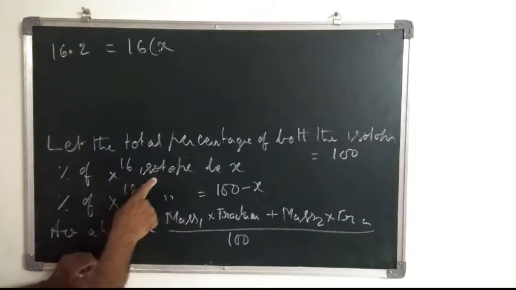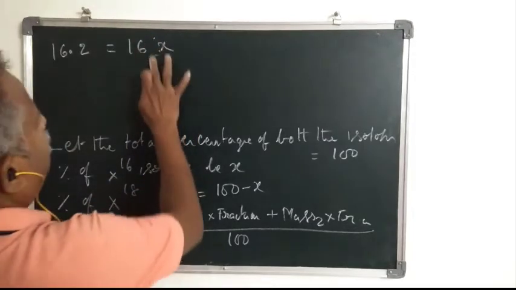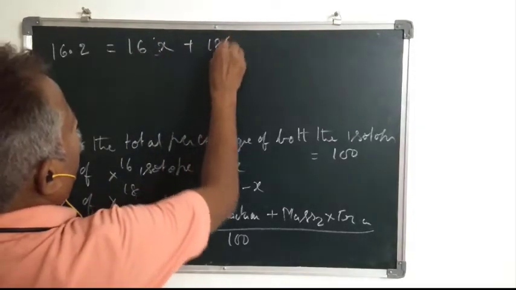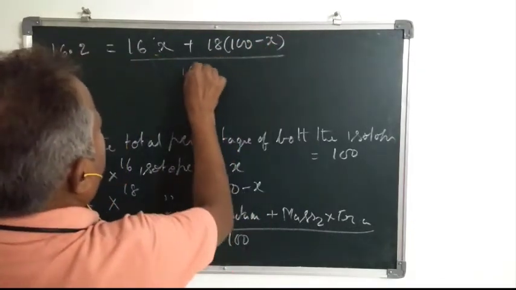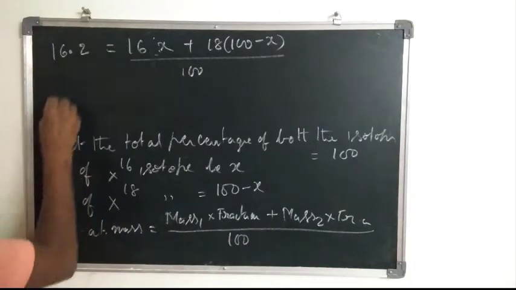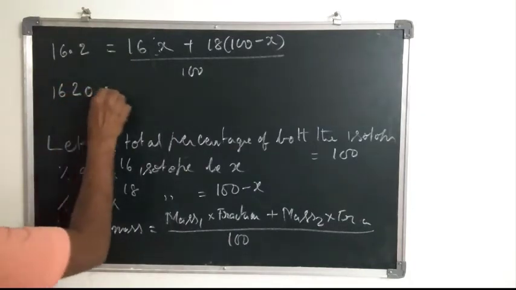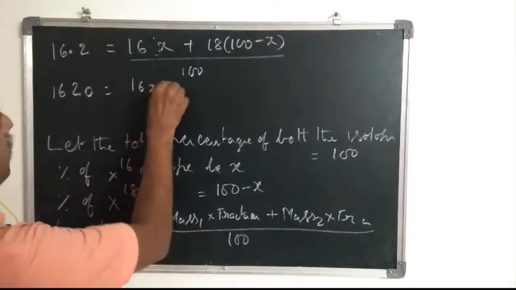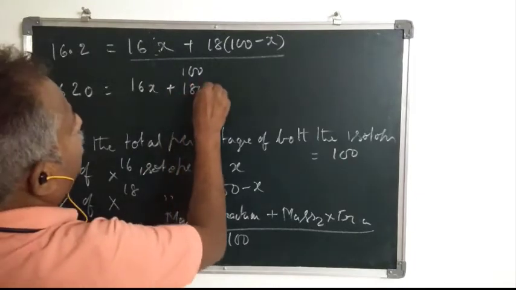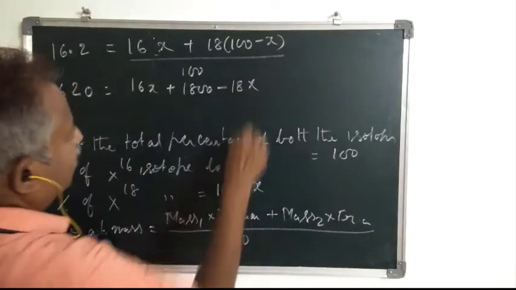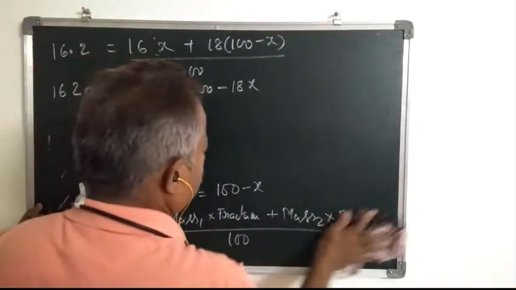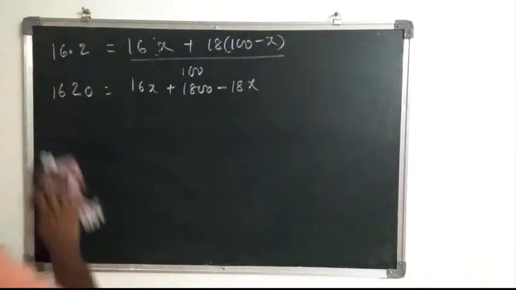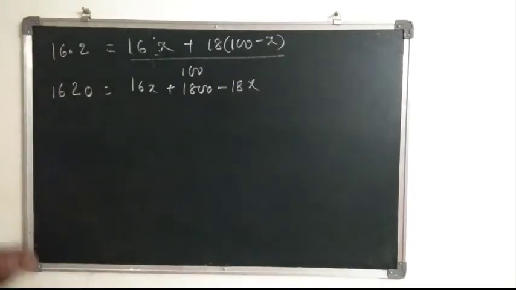So isotope 16, isotope x, plus 18 into (100 minus x) by 100. So bring this 100 to this side. This becomes 1620 equal to 16x plus this is 1800 minus 18x.